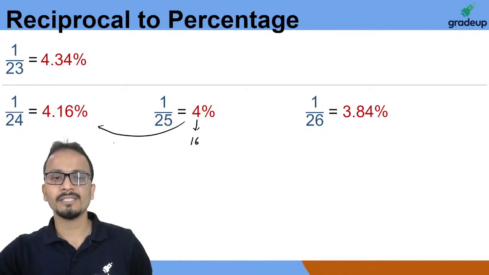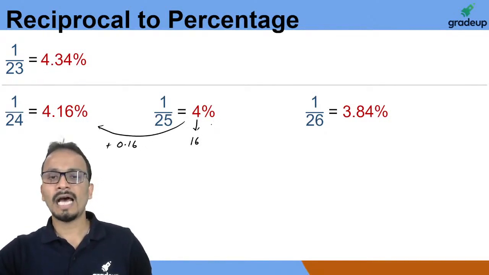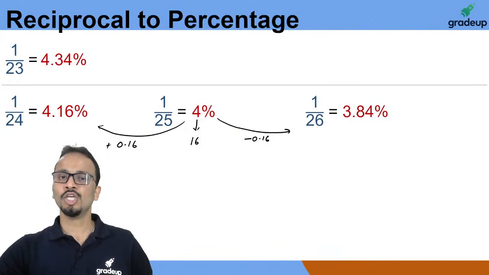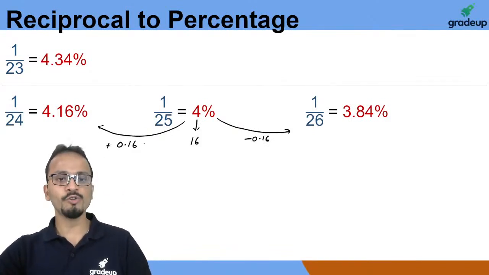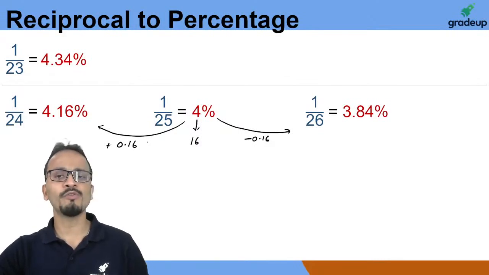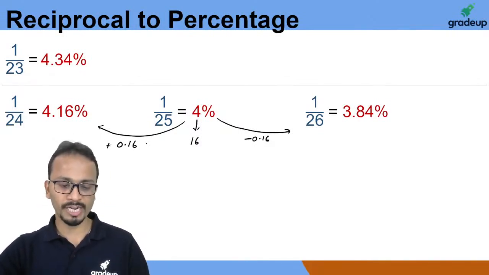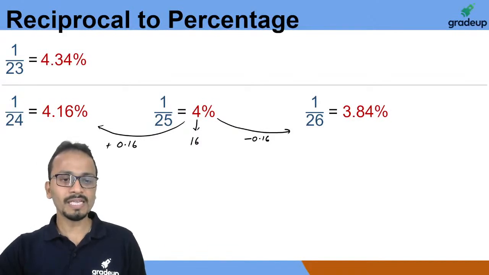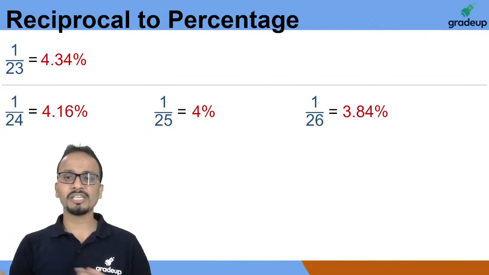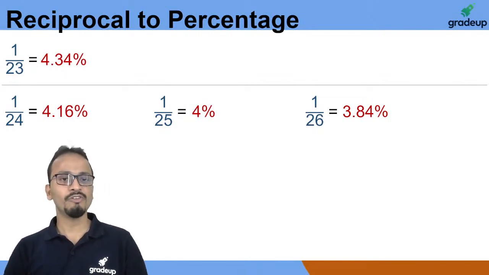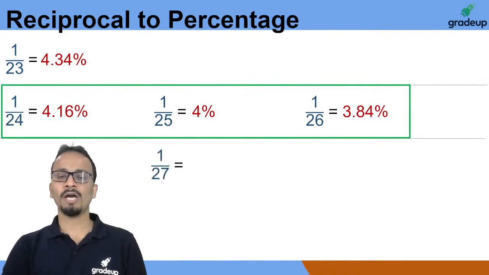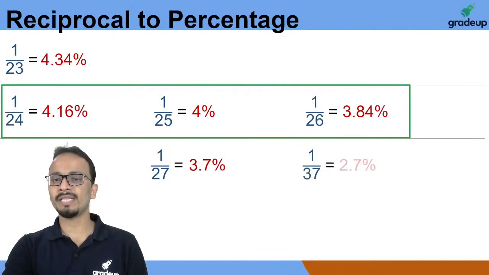So just add 0.16 and subtract 0.16, and you will obtain the numbers. 4 plus 0.16 gives you 4.16, and 4 minus 0.16 gives you 3.84. Am I clear? Any doubt? Basically I'm establishing a relation between some of these so that we don't need to remember all these numbers independently. So I have connected these three together. Now finally, 1 by 27 and 1 by 37.